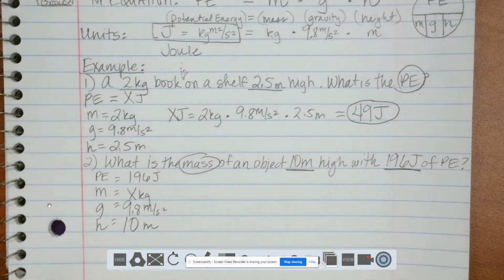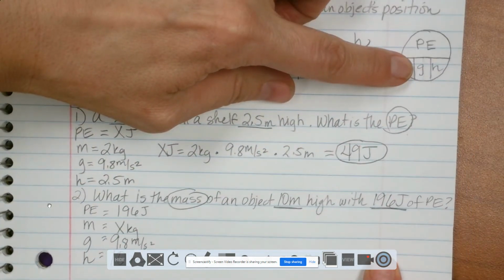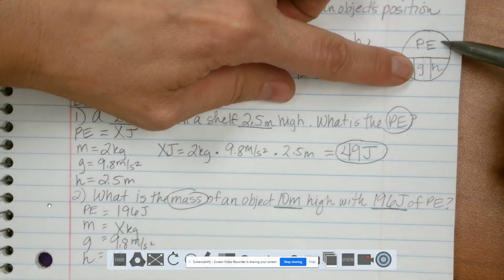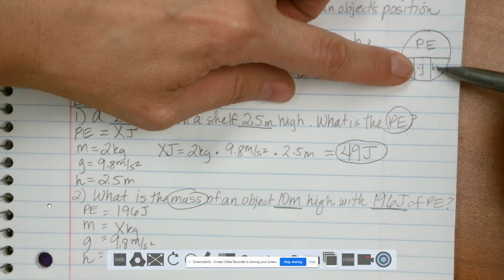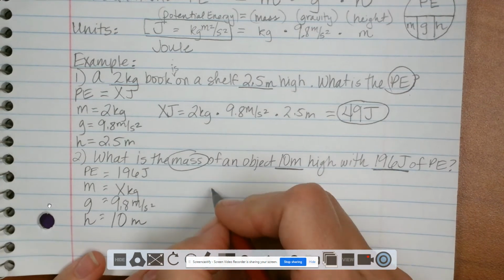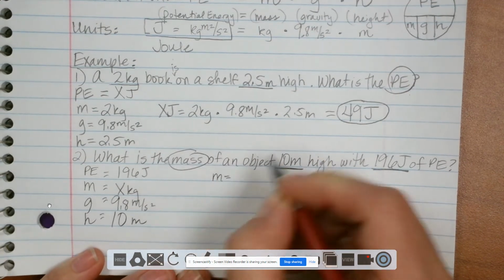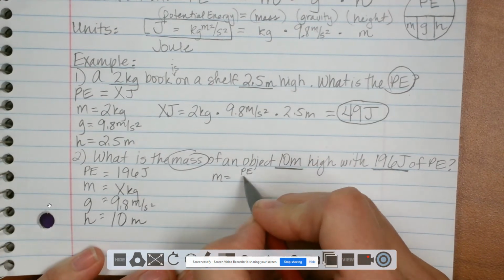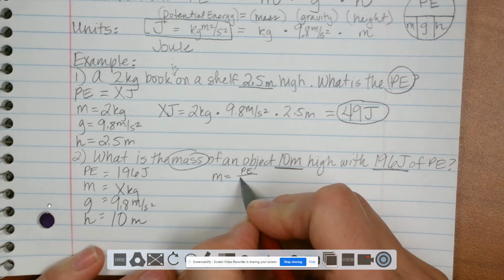So I have a different equation this time. I'm now looking for mass, so I'm going to cover up my M in my circle. I get potential energy on top, gravity and height on bottom. So I'm going to say mass equals, I'm going to write it down so I can remember, PE divided by gravity times height, G and H.